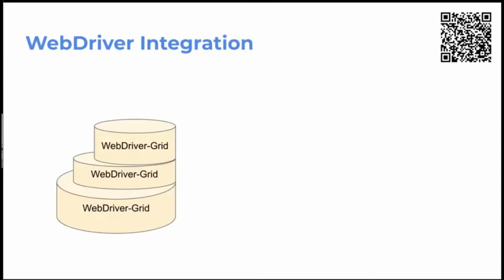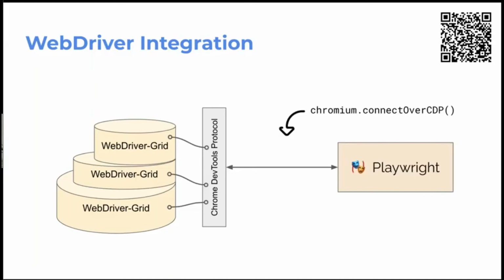So say, for example, you have some WebDriver grid somewhere in your on-premise setup. And chances are high that you already exposed Chrome DevTools protocol from this WebDriver grid, or Selenium Hub, whatever. Now, recently, we introduced a new API, which is Connect over CDP for Chromium, that lets you connect Playwright to this WebDriver infrastructure. And this way, you can have basically the best of both worlds.